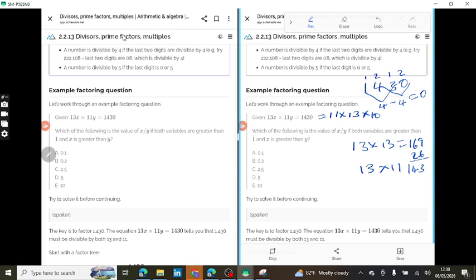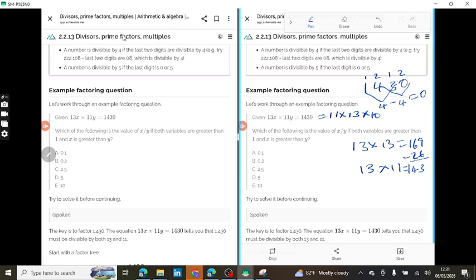Now, how to solve it faster. All right. So this is 143. 143 times 10. That is what we are looking for. So that is times 10.